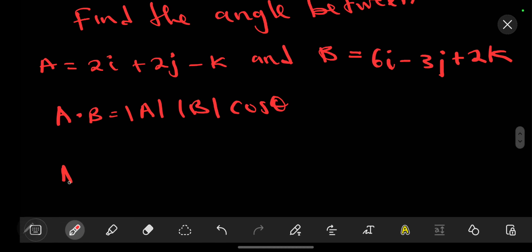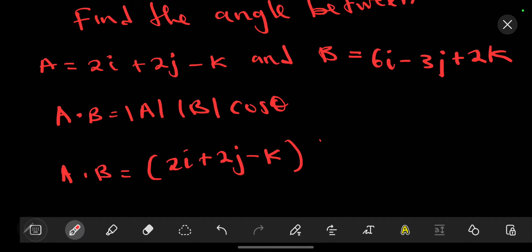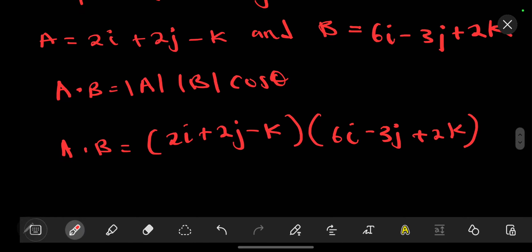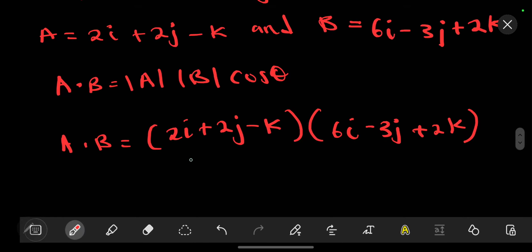So our A dot B means you are going to multiply A and B. So the vector A is 2i plus 2j minus k. You multiply with the B, which is our 6i minus 3j plus 2k. Then just as we were doing things before, now we are going to go direct, since we already know. So our 2 multiplies 6, since they are both i's.